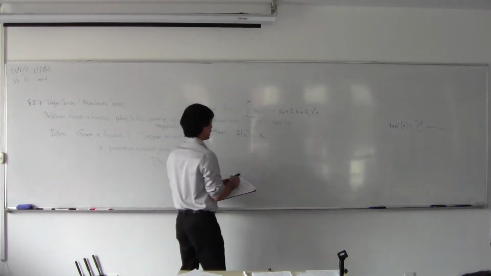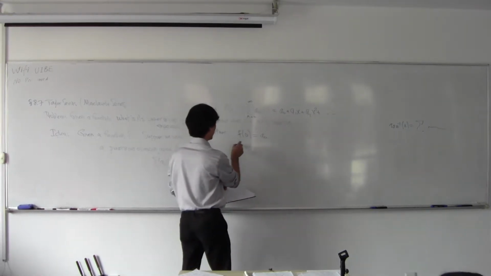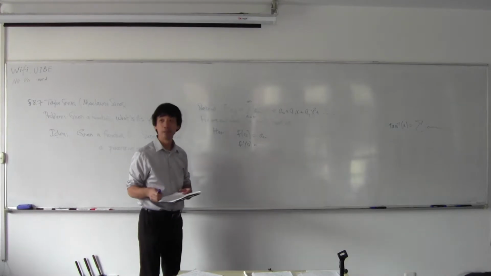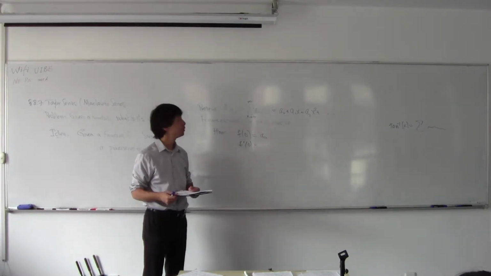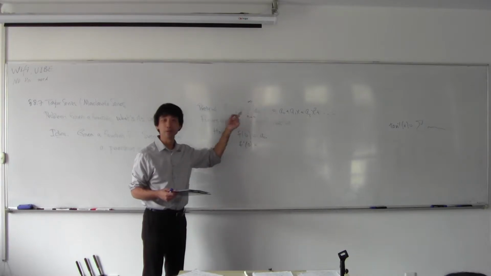Now, how am I going to figure out a1? Well, if I take the derivative of the function and evaluate that at 0, what do I get? Suppose I differentiate my power series, evaluate that at 0, what do I get?